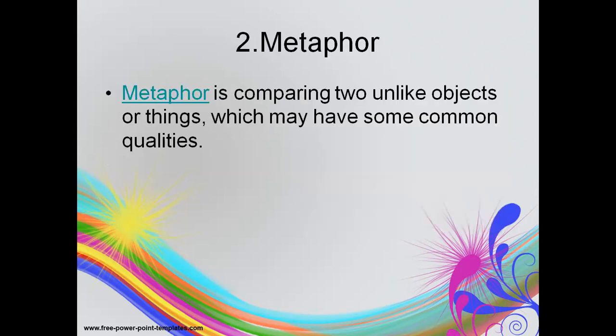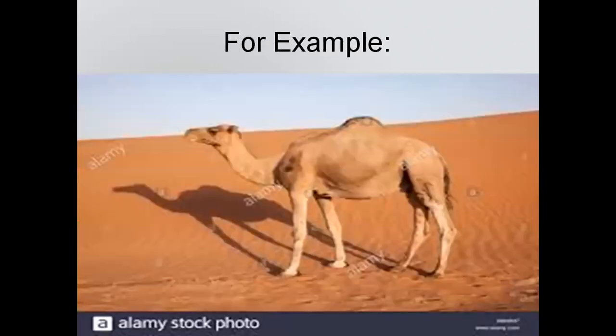Next we have metaphor. Metaphor is comparing two unlike objects. Means we are comparing two different objects which may have some common qualities. For example, camel, a common example of metaphor. The camel is ship of desert. What two things are being compared? Camel and ship. See, I'm not using like or as, but I'm comparing two objects.